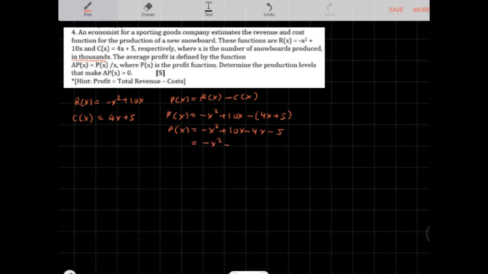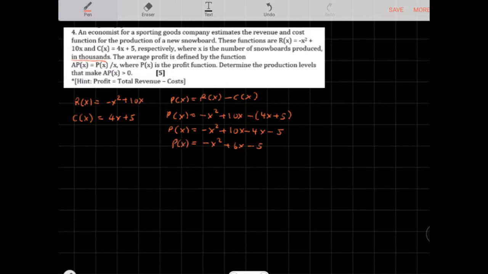So the profit function is the revenue function r of x minus the cost function c of x. And in this case, our profit function here is negative x squared plus 10x minus the cost function 4x plus 5. So the profit function p of x is negative x squared plus 10x minus 4x minus 5, which is basically negative x squared plus 6x minus 5. Okay, so this is your profit function, p of x.